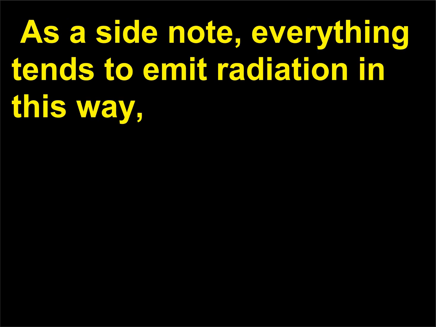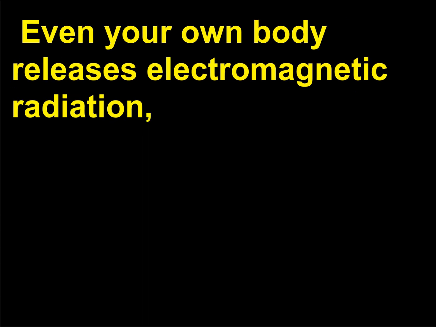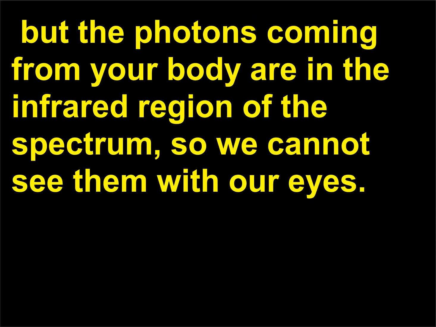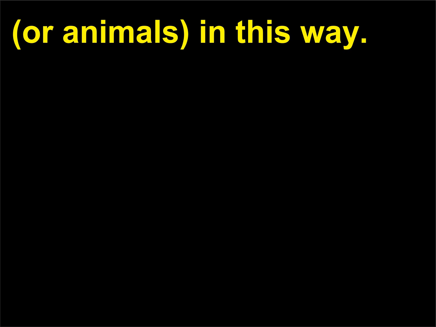As a side note, everything tends to emit radiation in this way, at least to an extent. It's just that most things on Earth are not nearly as hot as the sun. Even your own body releases electromagnetic radiation. But the photons coming from your body are in the infrared region of the spectrum, so we cannot see them with our eyes. However, infrared cameras can use the photons given off by a person's body to locate people or animals in this way.